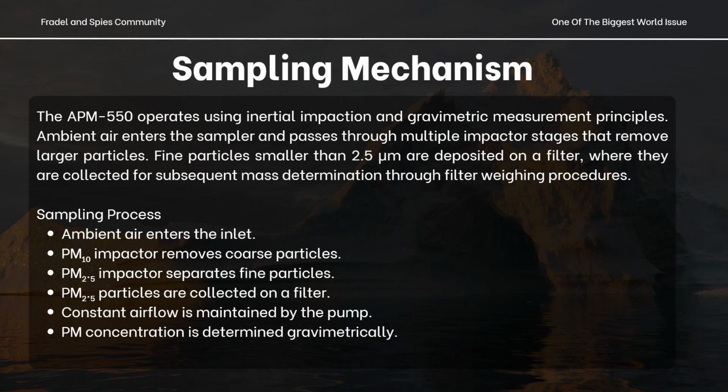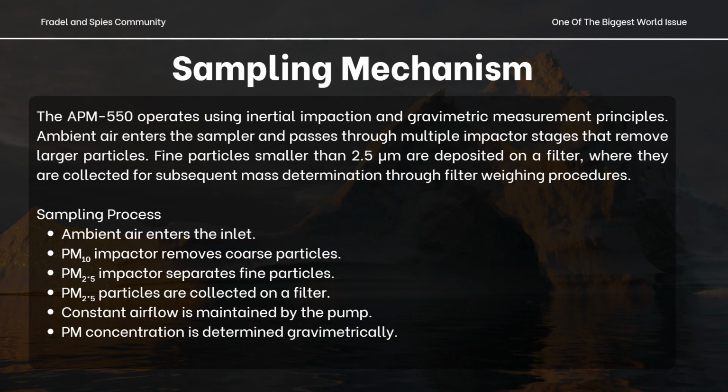Next, we jump into the sampling mechanism. The APM 550 operates using inertial impaction and gravimetric measurement principles. The ambient air enters the sampler and passes through multiple impactor stages that remove large particles. The fine particles smaller than 2.5 micrometers are deposited onto the filter, where they are collected for the subsequent mass determination in the filter weighing procedure.